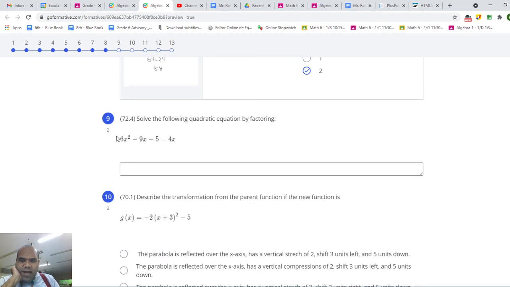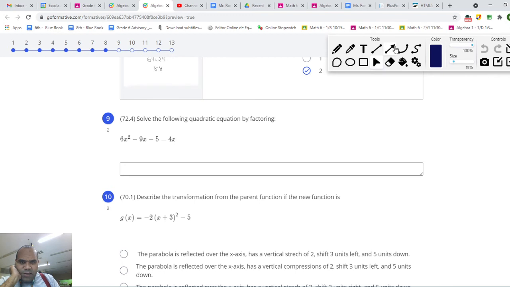Let's go here, guys. Solve the following quadratic equation by factoring. How do I solve this one? Guys, attention to these steps over here. I will explain all the steps calmly, to be sure you understand this point. I think I have enough room here; if not, I go to the other side.